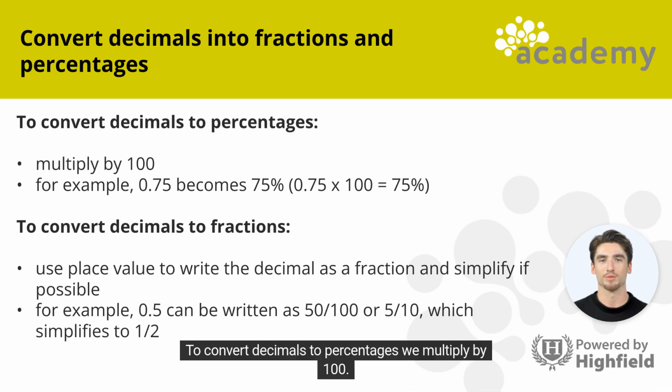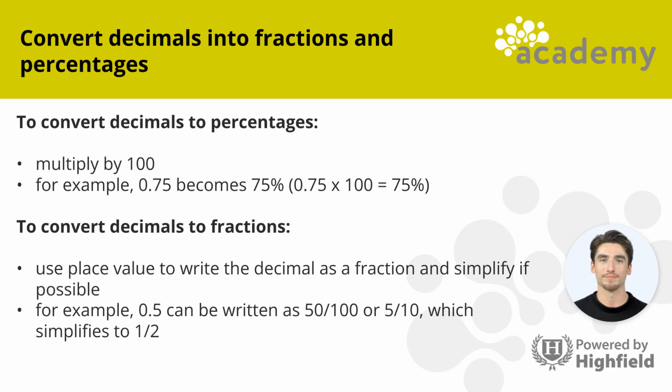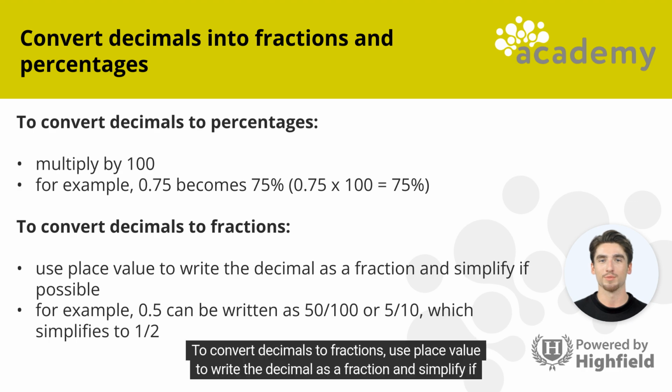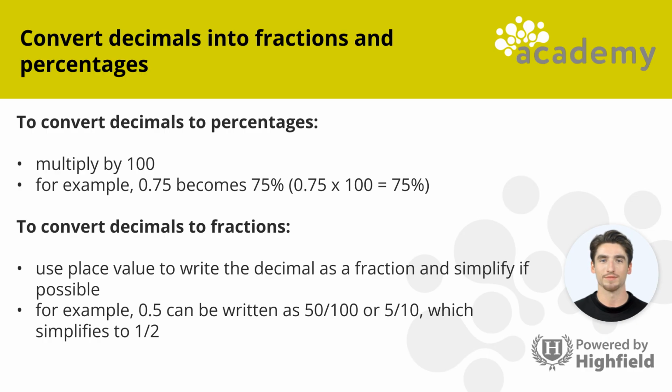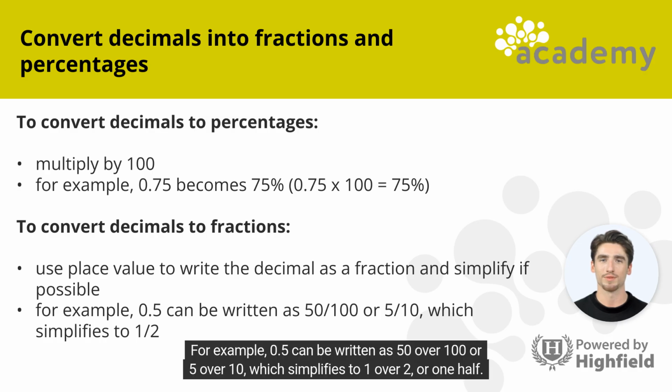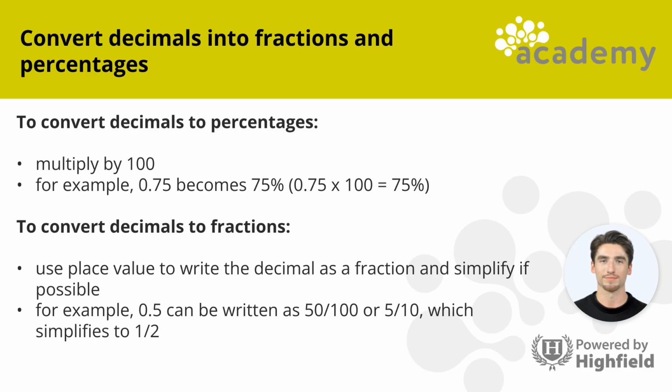To convert decimals to percentages, we multiply by 100. For example, 0.75 becomes 75%, as 0.75 multiplied by 100 equals 75%. To convert decimals to fractions, use place value to write the decimal as a fraction and simplify if possible. For example, 0.5 can be written as 50 over 100 or 5 over 10, which simplifies to 1 over 2 or 1/2.